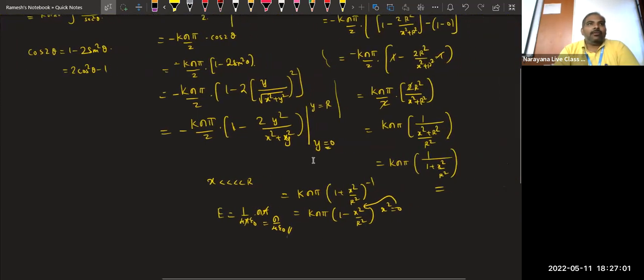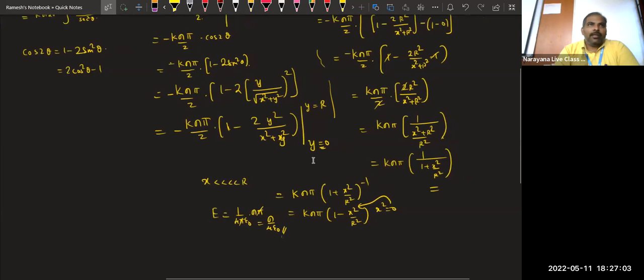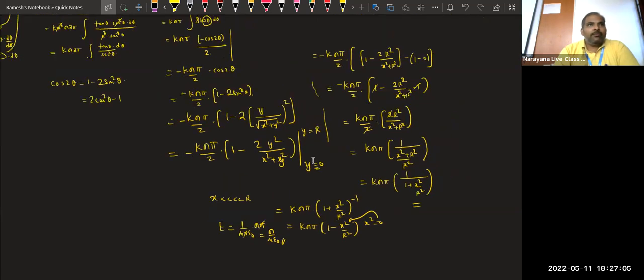Sriram understood this one totally? Really? Integration, you have basics. Integration finished, no?